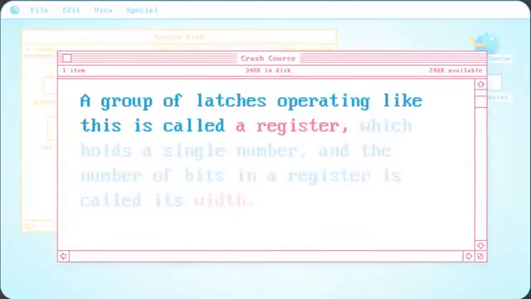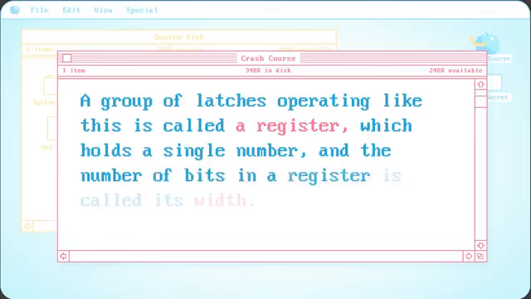If we put 8 latches side by side, we can store 8 bits of information, like an 8-bit number. A group of latches operating like this is called a register, which holds a single number, and the number of bits in a register is called its width. Early computers had 8-bit registers, then 16, 32, and today many computers have registers that are 64 bits wide.